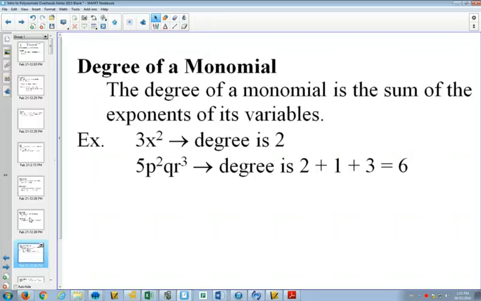In the second example, the 5p squared qr cubed has 3 variables. The variables are p, q, and r. The exponent of the first variable is 2. The exponent of our second variable, the q, even though it's not written, would have an exponent of 1. And the exponent of our last variable is 3. If we added those all up, we would say that the degree of that monomial is 6.